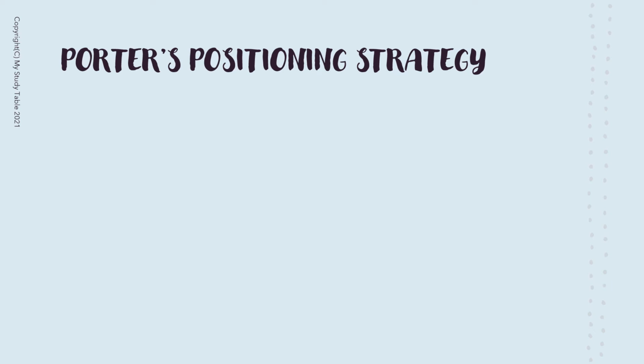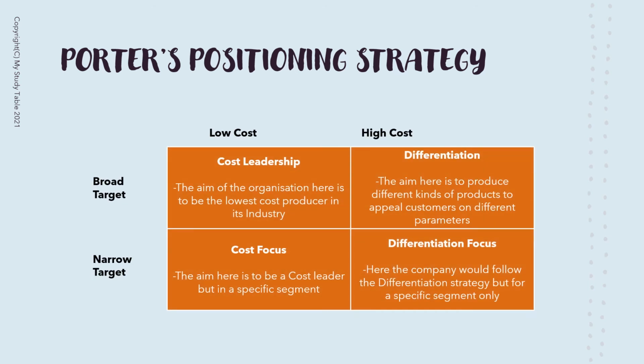The other one is differentiation. Now, under differentiation, the aim is to produce different types and different kinds of products to appeal to customers on different parameters. And that way you create a unique space for yourself, and that's the reason why it's known as a differentiation strategy, because you have different products, all of them having their specific USPs, and they all have different consumer appeals as well. The third one is the cost focus.